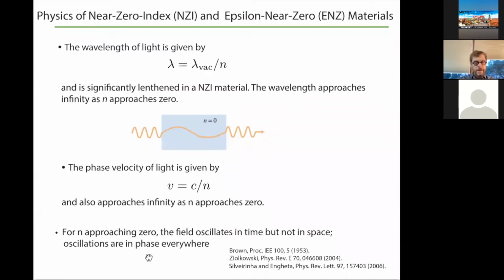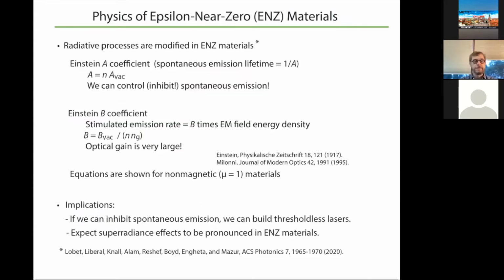And the oscillations are in phase everywhere. So this is entirely consistent with Maxwell's equations, but it's a limit of Maxwell's equations that we usually don't consider. The earliest work that I know of speculating about what happens if the refractive index vanishes is this paper by Brown in 1953. This was the proceedings of the IEEE.